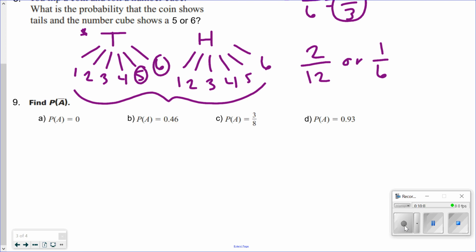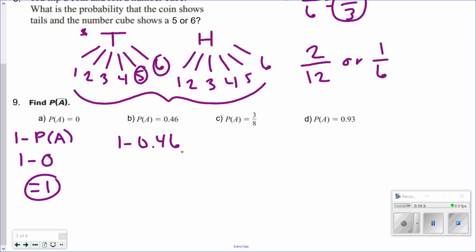Number 9, we want to find the probability of A bar, or the complement of event A. So our equation for A bar is 1 minus the probability of event A. So for part A here, we know that the probability of event A is 0, so 1 minus 0, and that's just equal to 1. For part B, I'm going to do 1 minus 0.46, and that gives me 0.54.